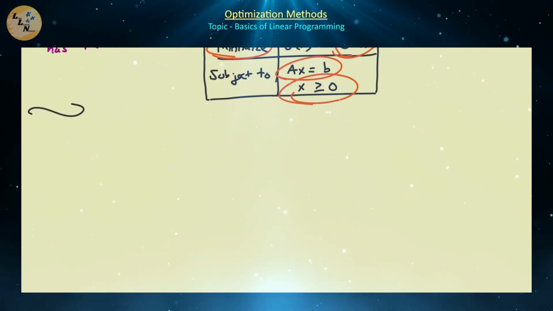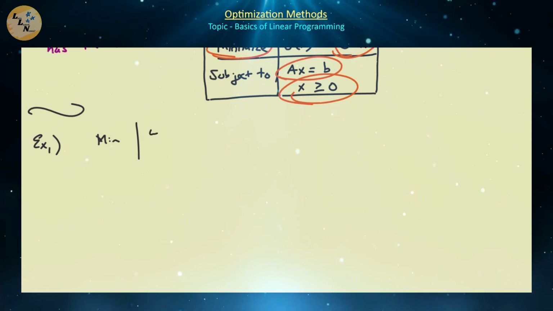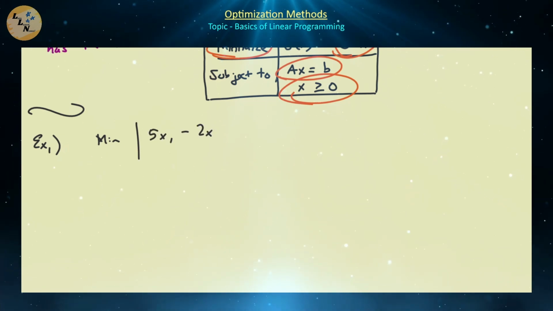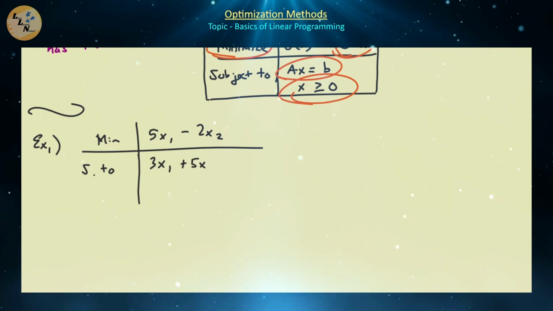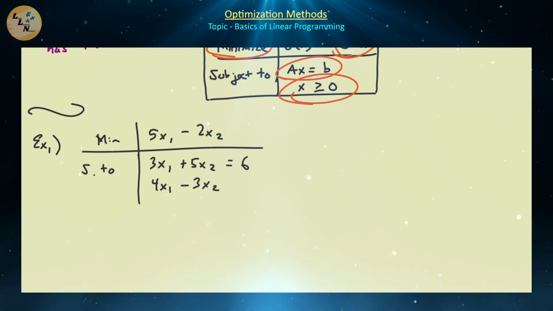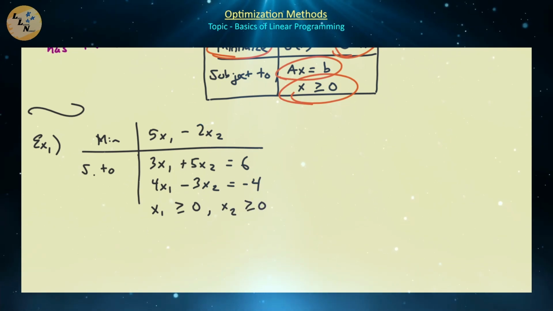Let's look at the linear program given by the minimization of the functional 5x1 minus 2x2 subject to the following constraints and restrictions. 3x1 plus 5x2 is equal to 6. 4x1 minus 3x2 is equal to minus 4, and x1 is greater than or equal to 0, and x2 is greater than or equal to 0. So question, is this a linear program in standard form?